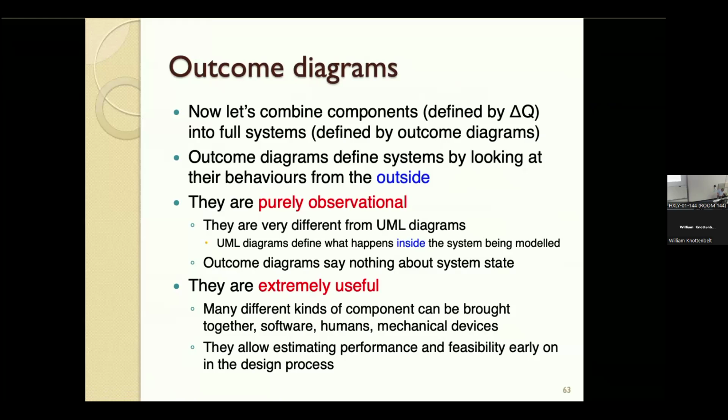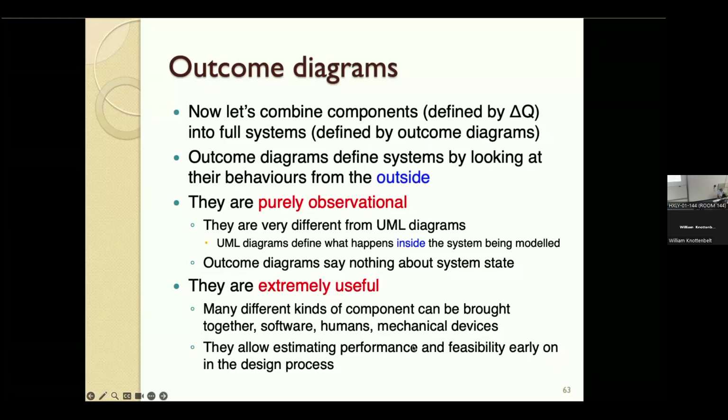Outcome diagrams are very different, for example, from UML diagrams or state diagrams. UML diagrams talk about what's inside the system, but outcome diagrams say nothing of the internal states. You're looking at only the system from the outside. And that is a very, very useful way. It's not so much done so far in system design, but as we will see, it's a really useful way of looking at systems. You can bring all kinds of components together in this way: software, humans, mechanical devices. They can all be represented in outcome diagrams, and we can do performance and feasibility computation very early on.